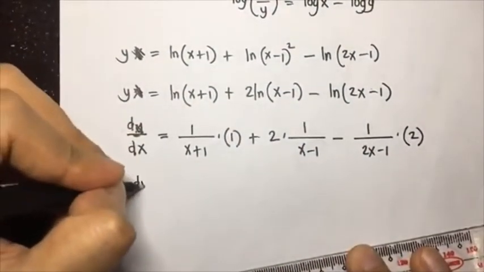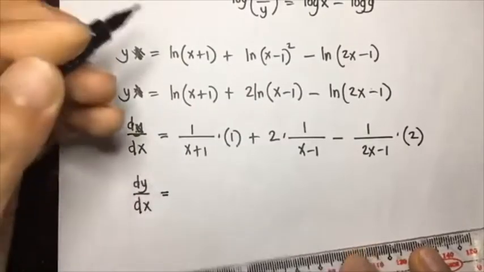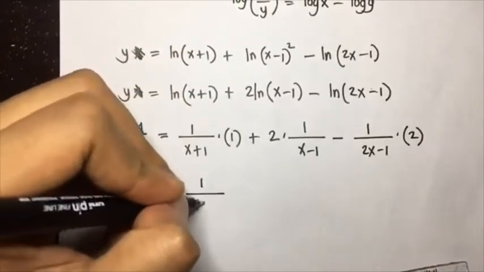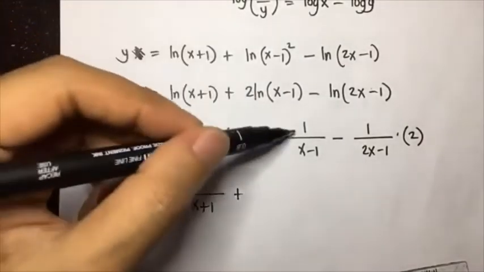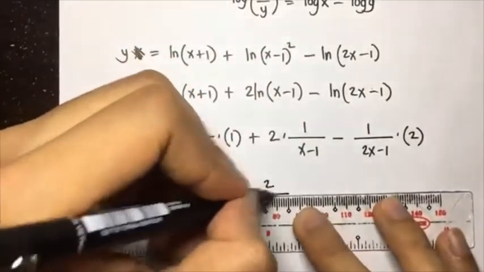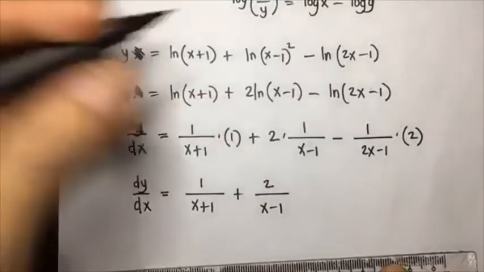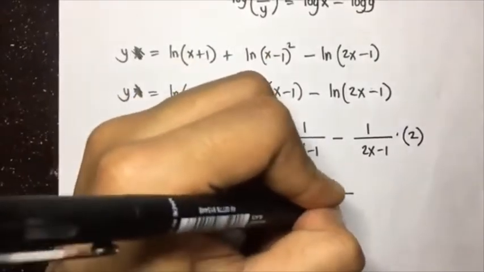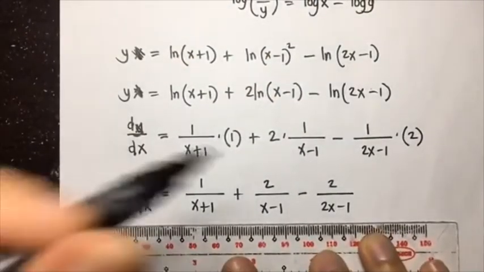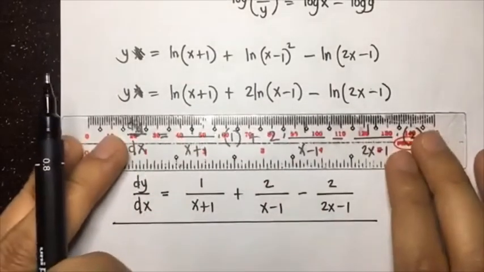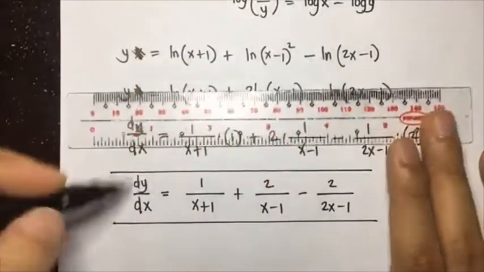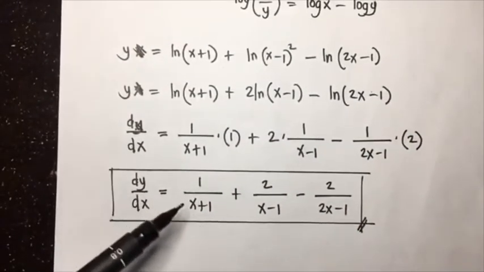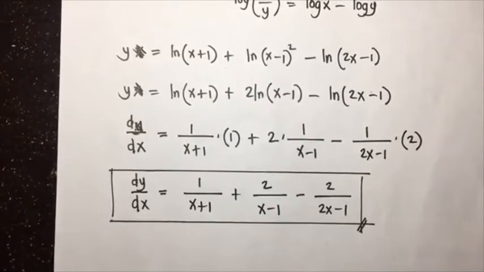Okay, and then simplifying, dy over dx therefore is equal to, multiplying this, so this will become 1 over x plus 1 plus 2 over x minus 1 minus 2 over 2x minus 1. So this form of the final answer is already okay. If you want to add those fractions, it's up to you, but this is already an acceptable answer for its derivative.